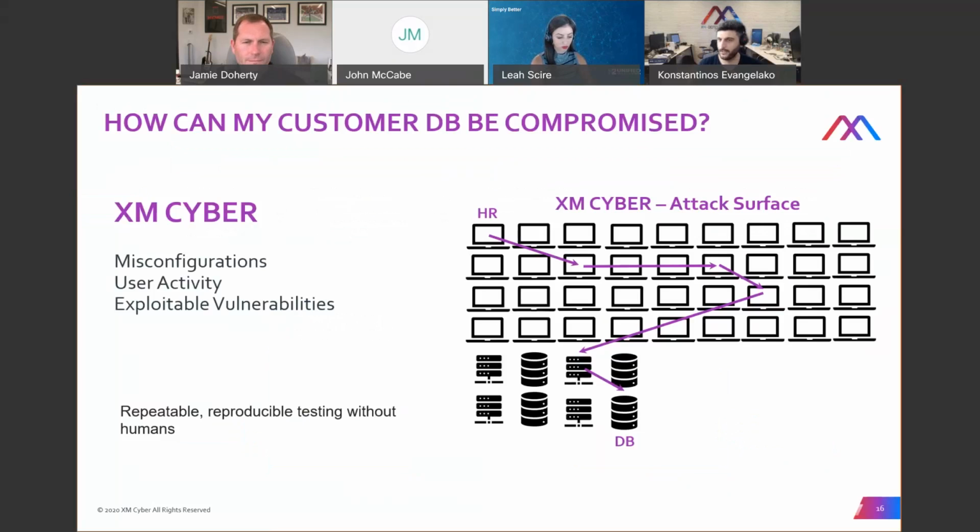What ultimately you'll be able to do with the solution is ask questions. How can my customer database be compromised? At a small scale, you'll get something like this, right? You'll see that we start an attack from an HR computer. We can move into another device, get to another subnet, get an RDP session, and ultimately get to the database. The point here is that we use those misconfigurations, activities, and vulnerabilities to show you these paths as they're created on a daily basis.